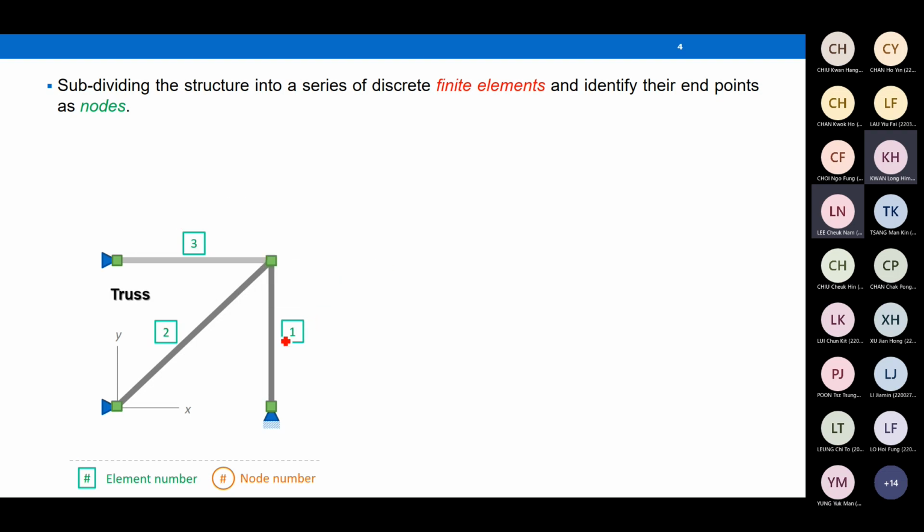We use a square to denote the element number. We have three elements, 1, 2, 3. Each element has two nodes. For element 1, we have two nodes, one at the top, one at the bottom. Element 2, similarly. Some nodes overlap with each other, for example this node. You can see that elements 1, 2, 3 are all connected to the same common node.